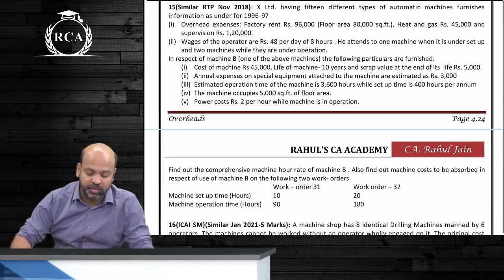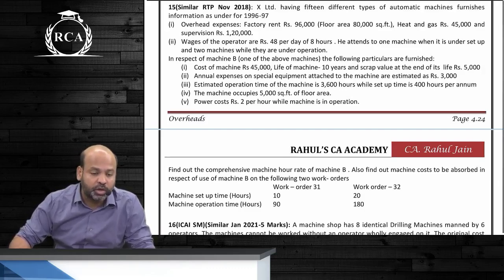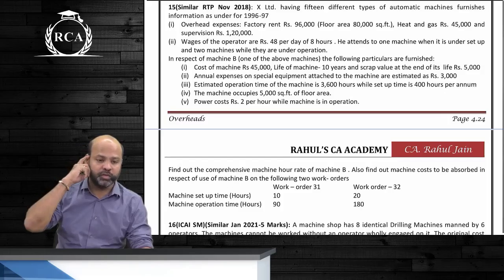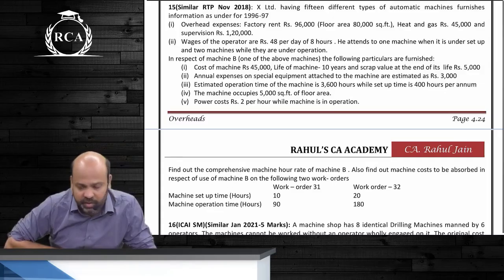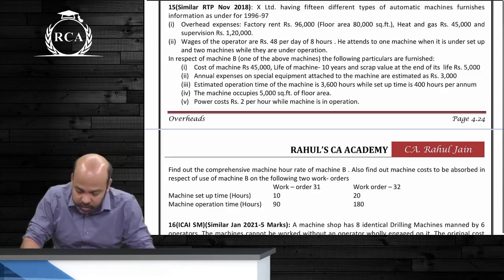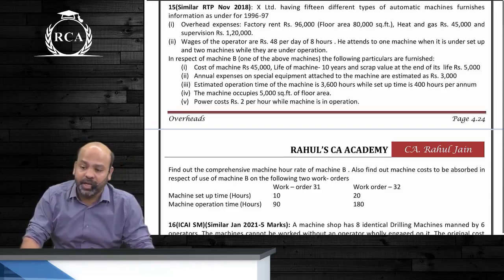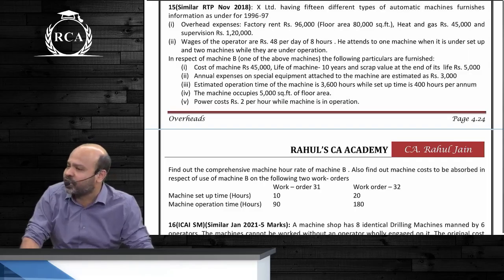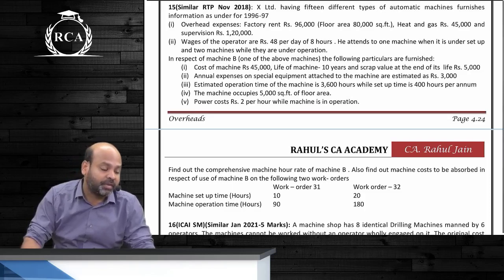Estimated operation time of the machine is 3,600 hours, while setup time is 400 hours. So the total number of hours in a year is 4,000, which includes a setup time of 400 hours and running time of 3,600 hours. Unless otherwise given, those 400 hours are also productive. Are we clear? The machine occupies 5,000 square feet of floor area. The factory rent given above has to be allocated among all the machines. So this machine's share would be on the basis of this 5,000 SFT: 96,000 multiplied by 5,000 SFT divided by 80,000 SFT.